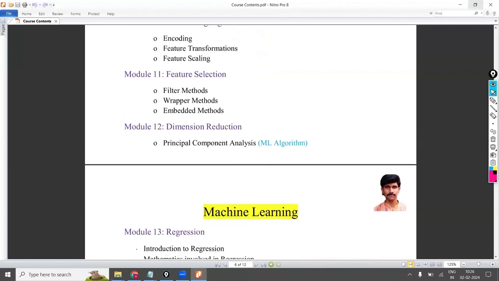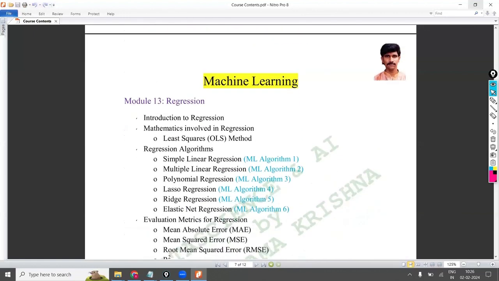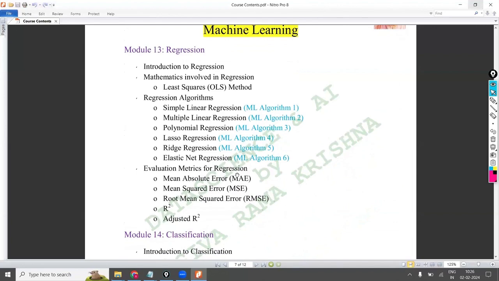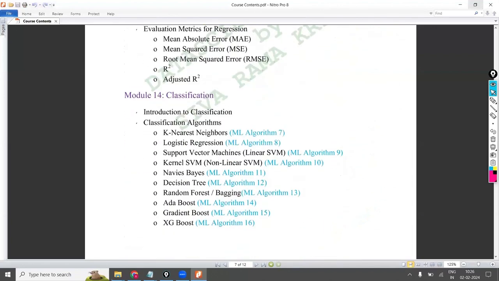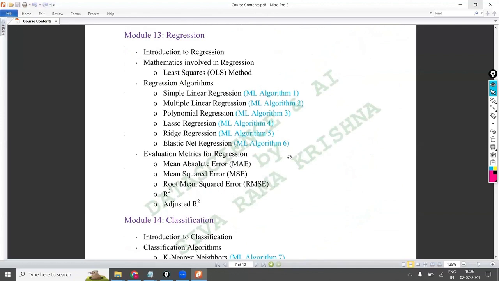Okay. And once this is completed, we'll move on to the machine learning. In the machine learning, first we are going to see the regression. And from there, we'll move on to the classification. And these are the algorithms, and the numbers also have been given very clearly, how many algorithms we are going to cover.